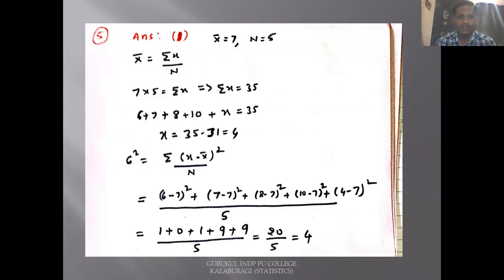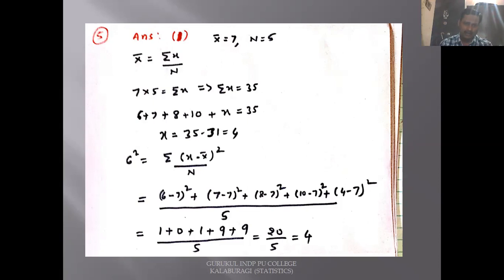X bar equals summation of x divided by n. With x bar equal to 7 and n equal to 5, the summation of x will be 35. Four data are given and one is missing. By using the summation of x, we can easily find the missing data. 6 plus 7 plus 8 plus 10 plus the missing data, which I'll take as x, is equal to 35. So what will be the value of x? 6 plus 7 plus 8 plus 10 gives 31, and 35 minus 31 is 4. So the missing data will be 4.